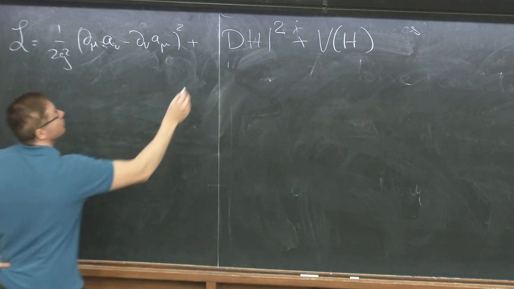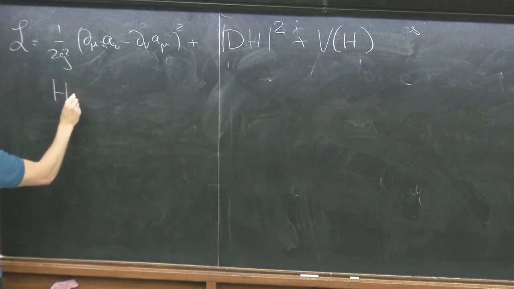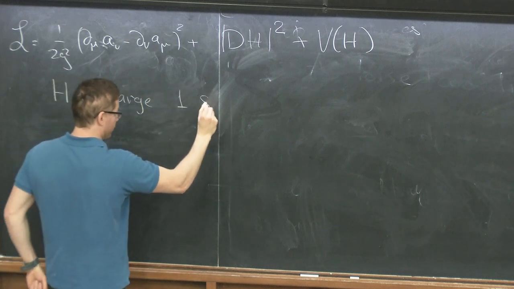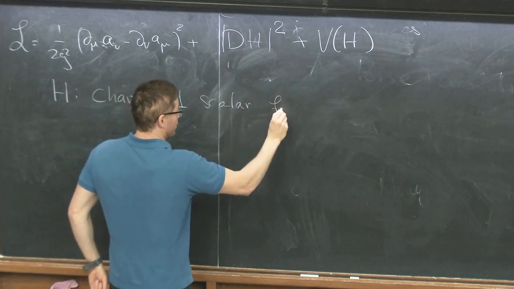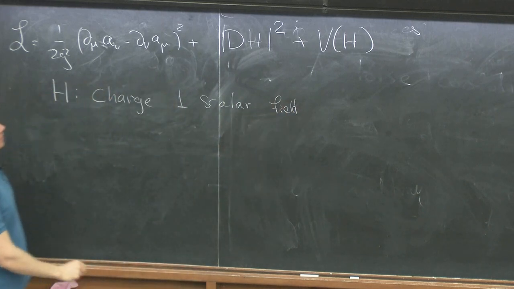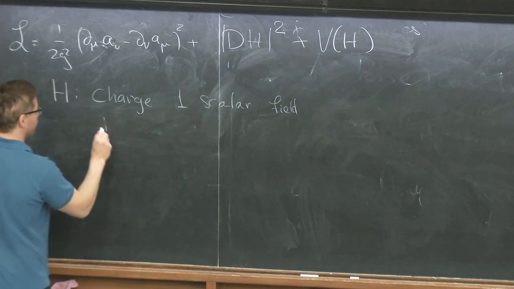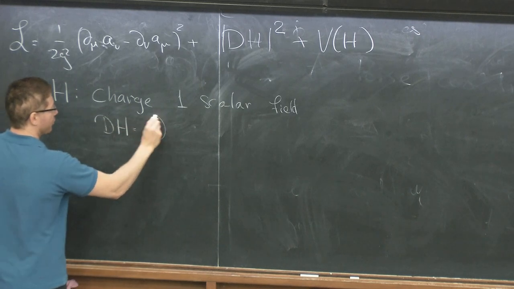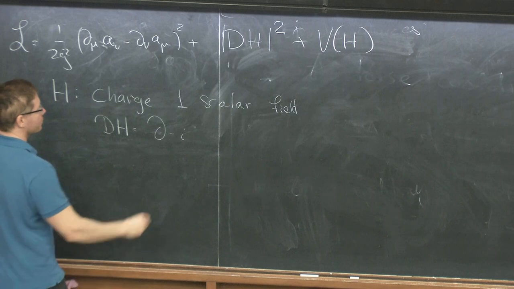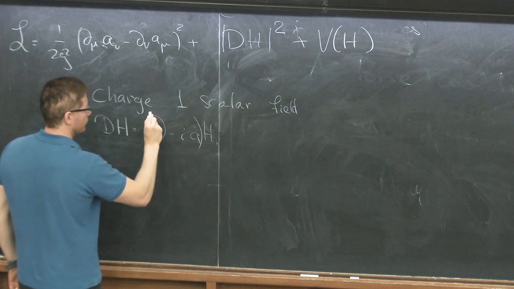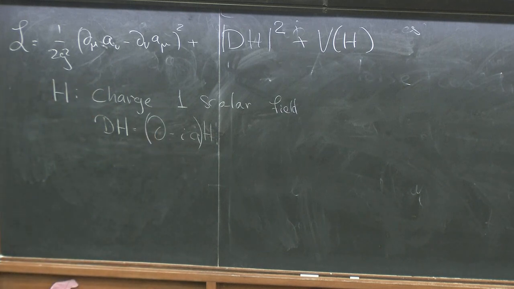Now H is a complex, charge 1 scalar field. So now you'll see a non-supersymmetric duality appearing sort of out of this mess. And it has really amazing properties that I'll explain. So it's a charge 1 scalar field, meaning that the covariant derivative acting on H is nothing but the ordinary derivative minus i A H. OK, the usual covariant derivative.